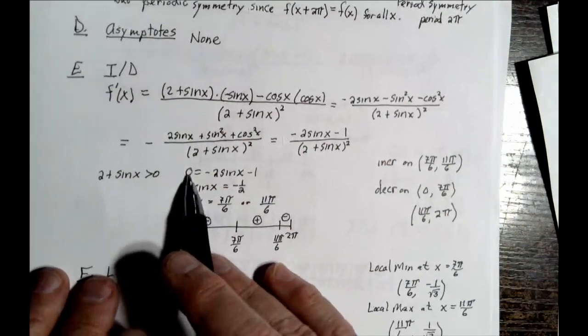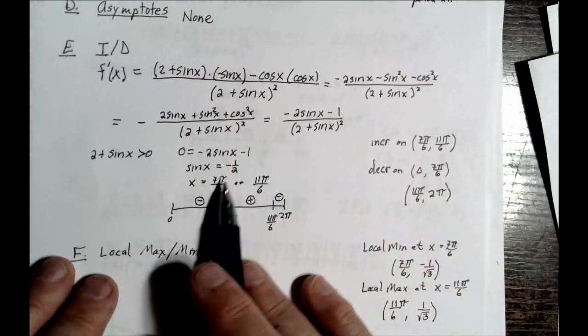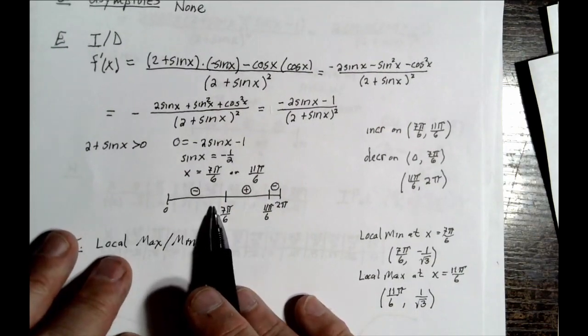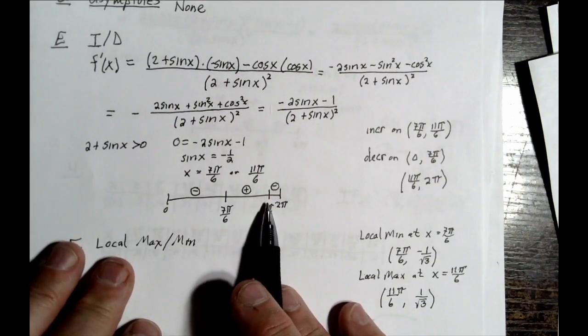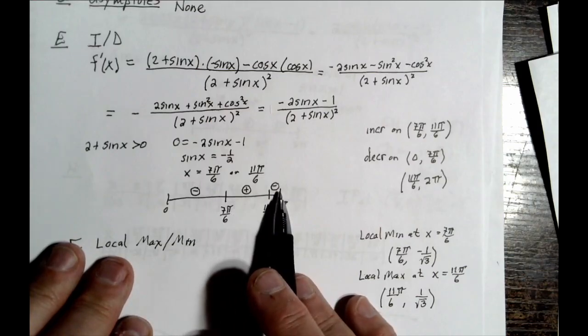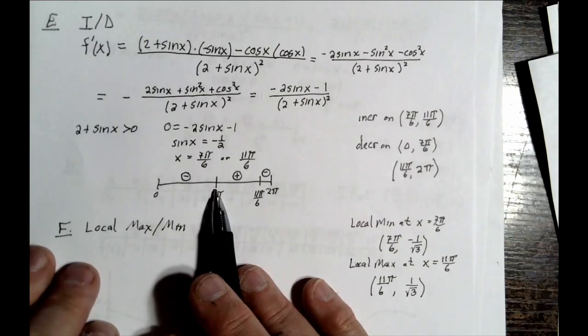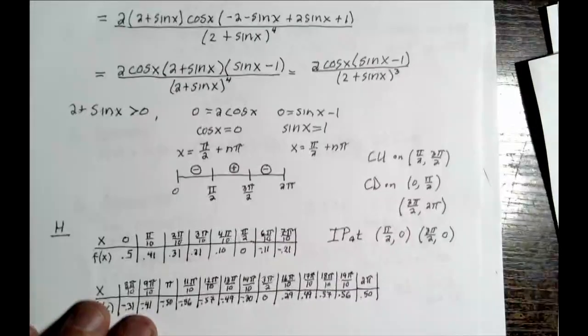No asymptotes. Take the first derivative, set it equal to 0, and you find on the interval from 0 to 2 pi, you got two points that are critical values, and so you check in each region and you find it's decreasing, increasing, and decreasing. So you have a local min there and a local max there.